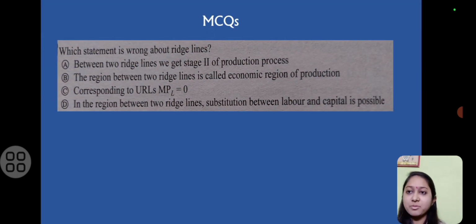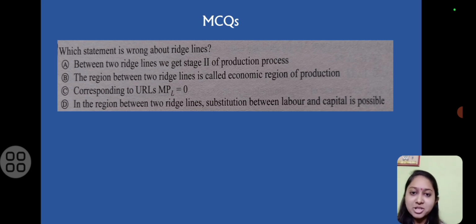Next, which statement is wrong about ridge lines? Between two ridge lines, we get stage 2 of production process. Think about it. Between two ridge lines is the economic region and a rational producer produces in stage 2. And this stage 2 is the economic region for the producer, so statement A is correct. For statement B, the region between two ridge lines is called economic region of production. This is also true because beyond two ridge lines is uneconomic region.